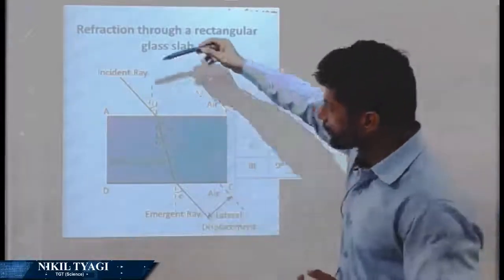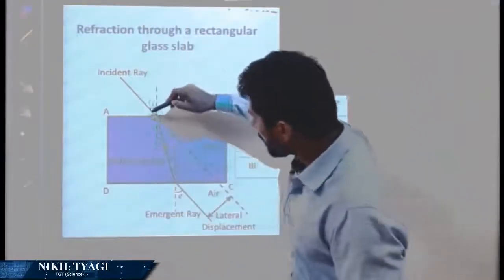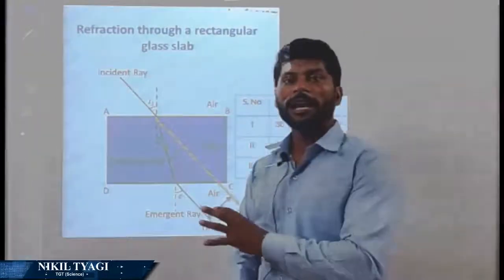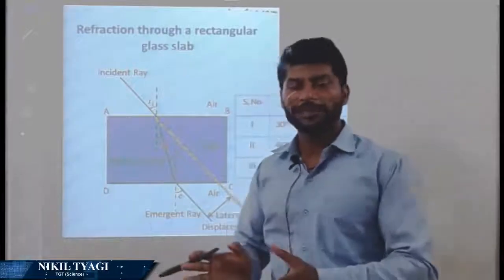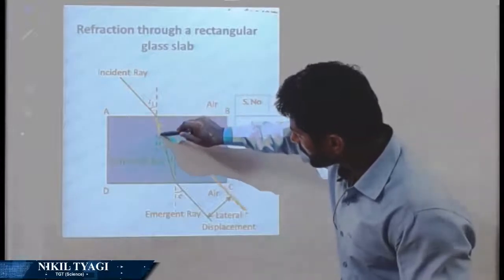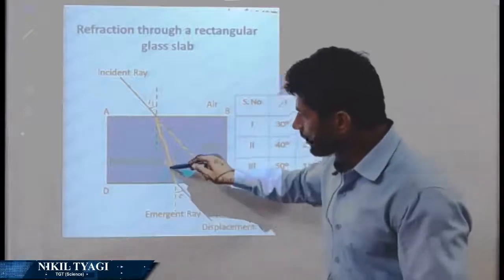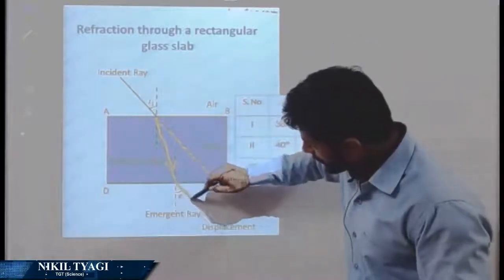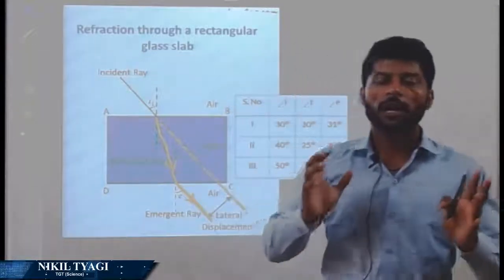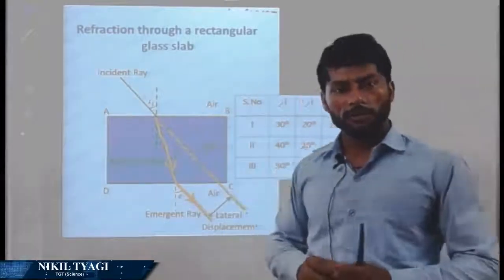But what we are checking actually: if one light ray passes from here, it must go straight if this glass slab is not introduced. But as the glass slab is introduced here, this light ray bends like this, in this direction. It bends. When it comes out of the glass slab, again the medium will change, so definitely it will change direction. So our target is to trace the path of a light ray when it passes through a rectangular glass slab. On the next page we will try to get this type of path of the light ray.